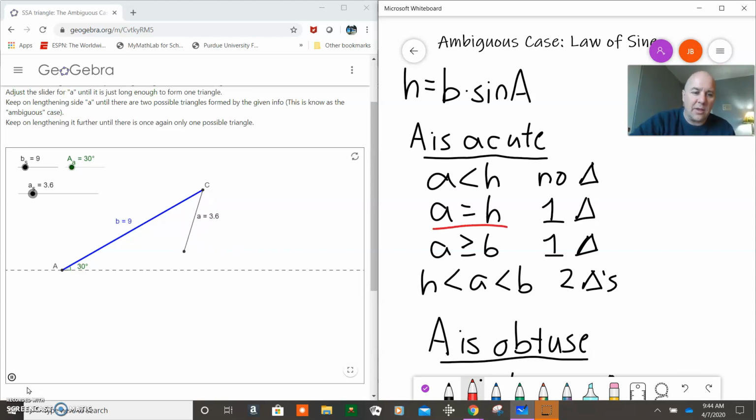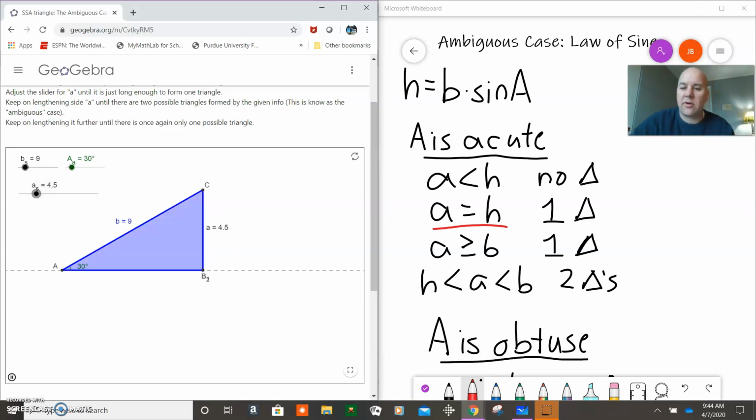The second example, let me just get this sized up just right. There it is. It's when a equals h. Now, this is very rare. This is very, very rare because it's really just going to make a right triangle. Well, if we're going to have a right triangle, then I would recommend you just use SOHCAHTOA or the Pythagorean theorem, but this is a very rare case, so don't count on this one too much.